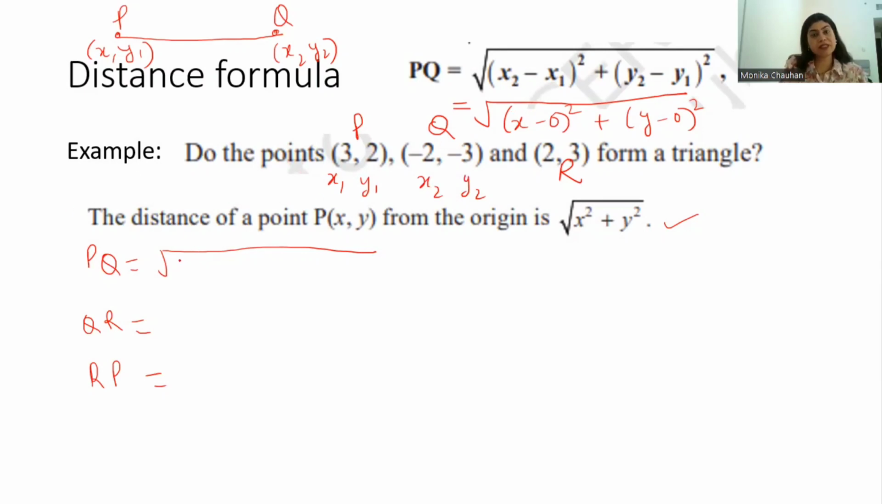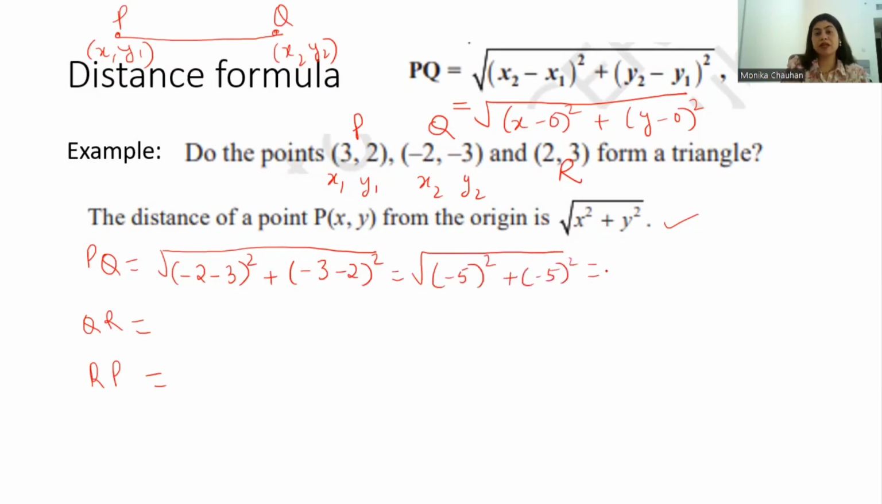The first advice is to always write the formula, and you will never forget it. So let's begin. x2 minus x1. What is x2 for me? Minus 2. What is x1 for me? 3. So (x2 minus x1) whole square. Next, (y2 minus y1), 3 minus 2, whole square. So it becomes minus 5 whole square, and for the second, it also becomes minus 5 whole square. Then I got 25 plus 25, and it becomes root 50. I'll keep it like this for the time being.